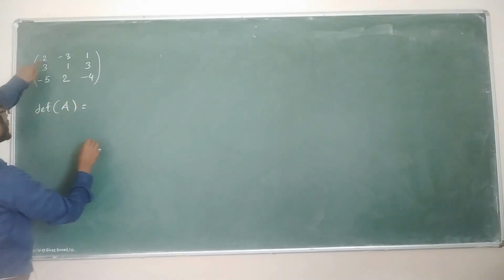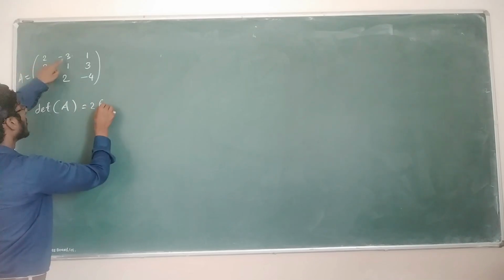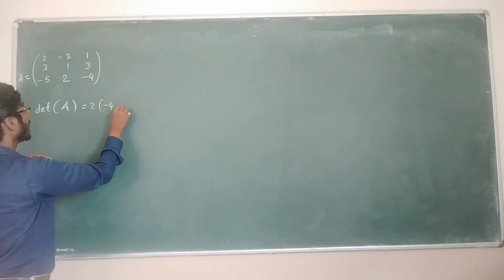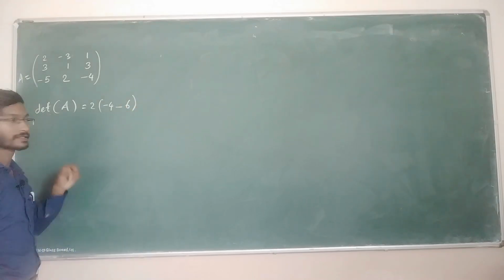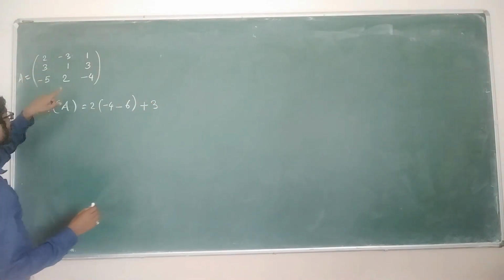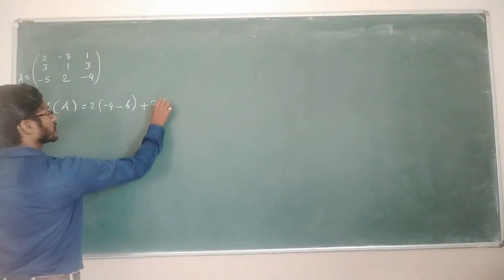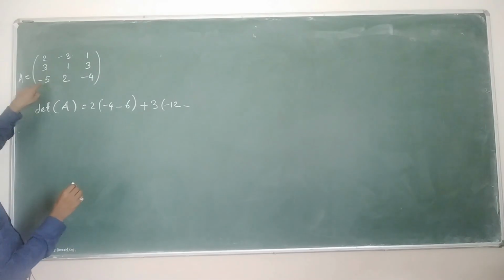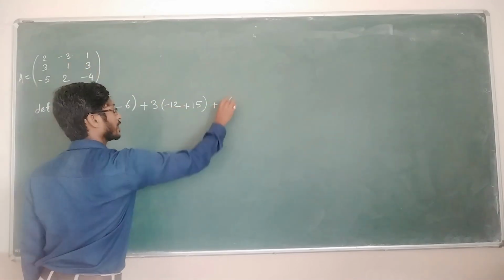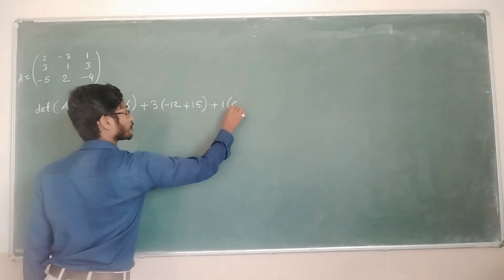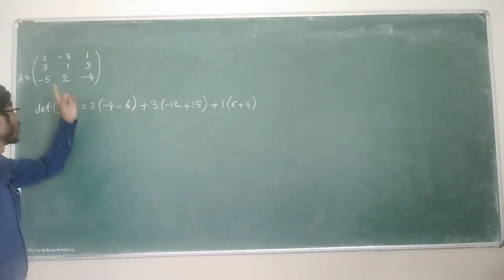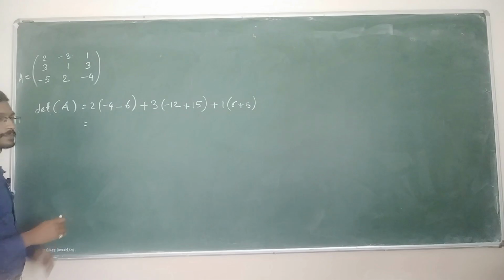So here I will expand with this 2, then I will leave this row and column, so I will get 1 into minus 4, that is minus 4, minus 3 into 2 is 6, minus this will become plus 3. I will leave this row and column, I will get 3 into minus 4, that is minus 12, minus 5 into 3, that is minus 15, plus 1 into 3 into 2 is 6, minus 5. So minus will become plus. This is my determinant of this matrix, expanding along the first row.